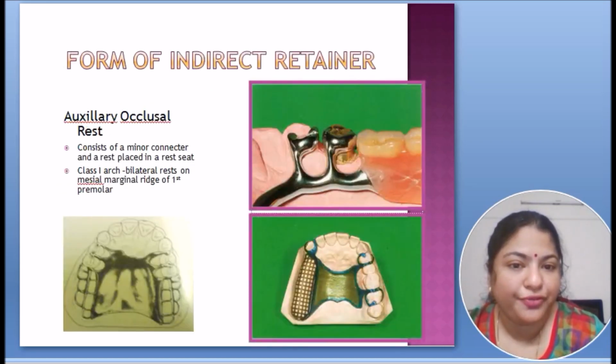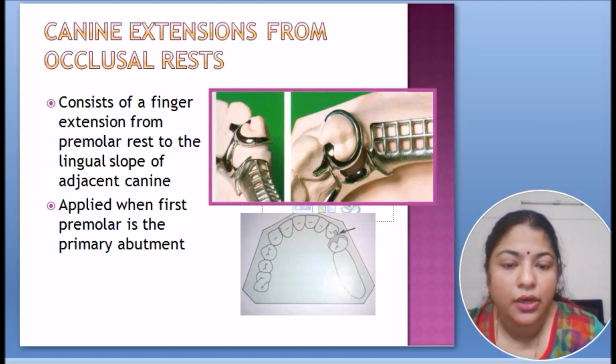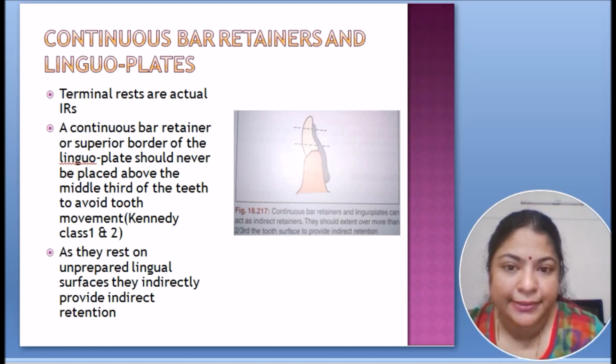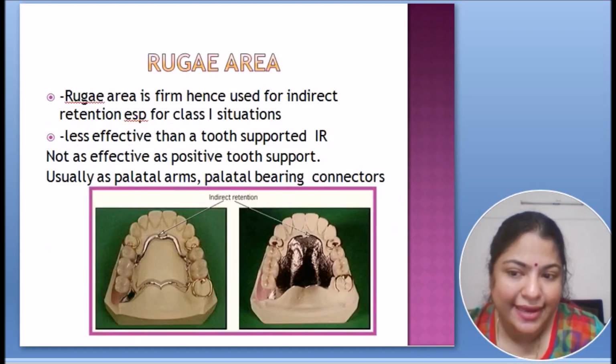As we said, forms of indirect retainer can be seen in this picture, where you can see an auxiliary occlusal rest provides indirect retention, and canine extensions or canine rests placed onto the canines which are near. If it can be extended onto the canines, it can also be given as an indirect retainer. In the mandibular major connectors, if there is a bar retainer placed and a lingoplate major connector placed, that can also act as an indirect retainer. And coverage of the rugae area, as we said, can also be used as an indirect retainer.